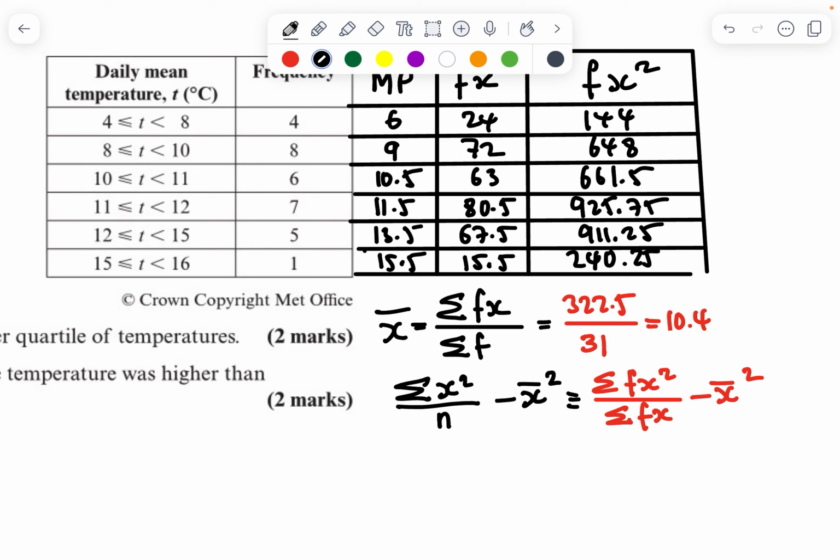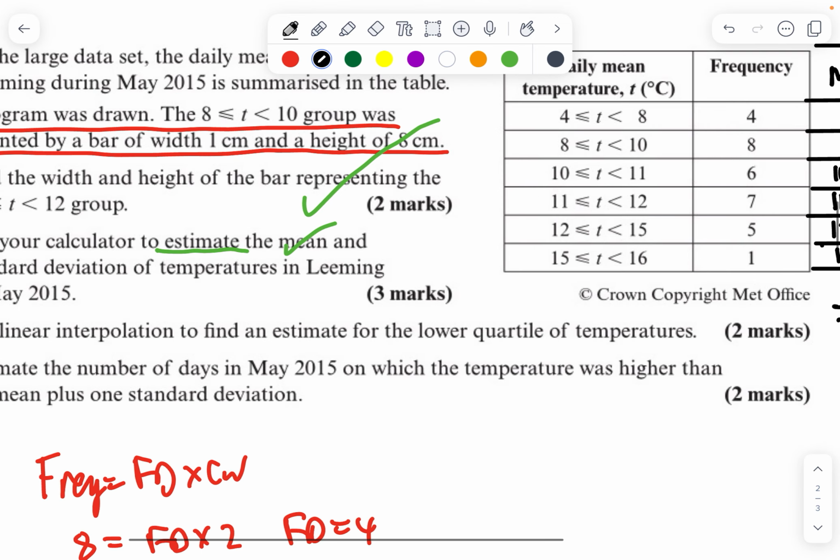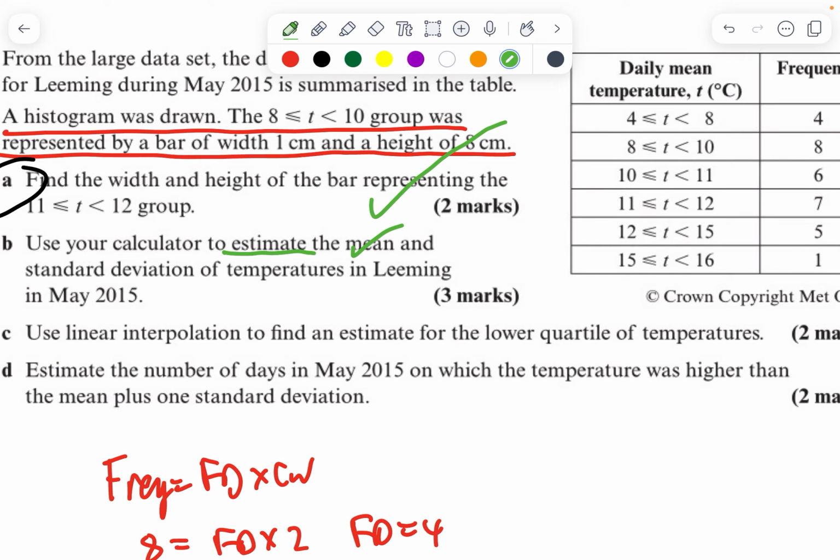So my sum of fx squared is 322. Oh no, sorry, that's not it. When I add that up, I get my standard deviation, which is 2.4. Again, remember, the calculator will do all this. You just need to know how to use the stats functions on the calculator. Again, Casio have lots and lots of videos on YouTube to explain how to do that.